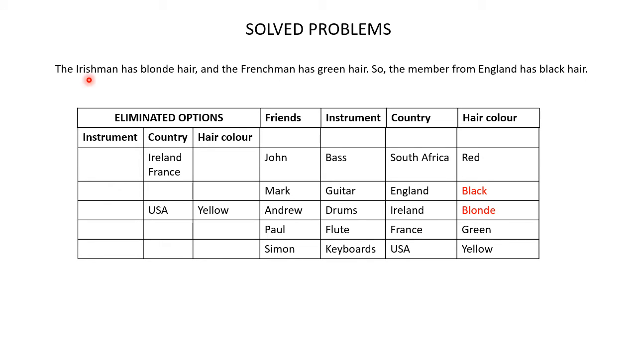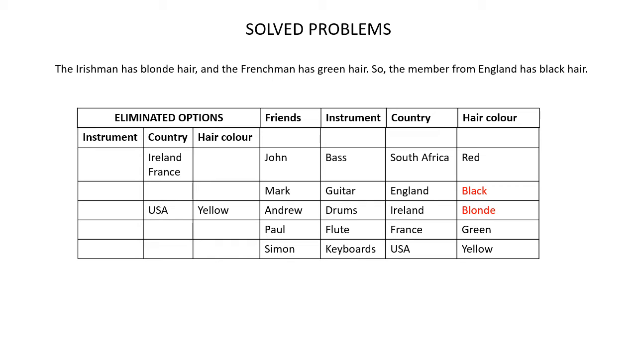It's given the Irishman has blonde hair and the Frenchman has green hair. So now we know that Andrew is the Irishman. So he has blonde hair. Now the only hair color left is black. So Mark, who is from England, has black hair. So now we have John with red hair, Mark with black hair, Andrew has blonde hair, Paul has green hair, and Simon has yellow hair.